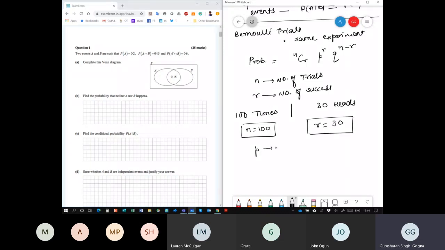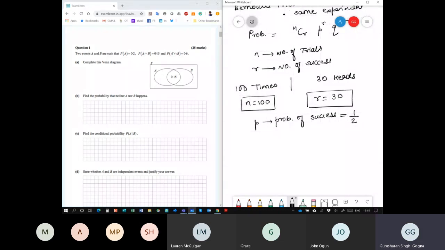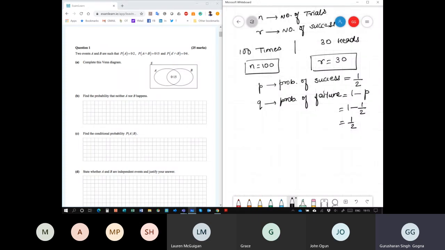Small p. So what is small p? Small p is the probability of success. In this case, it is 1 over 2, isn't it? Probability of getting heads is always 1 over 2 for one coin, let's say. And q is the probability of failure, which is generally 1 minus p. So in this case, 1 minus half will give you half again. So that is the relation between p and q: p plus q is equal to 1. If you know one probability, you can find the other probability using this expression.